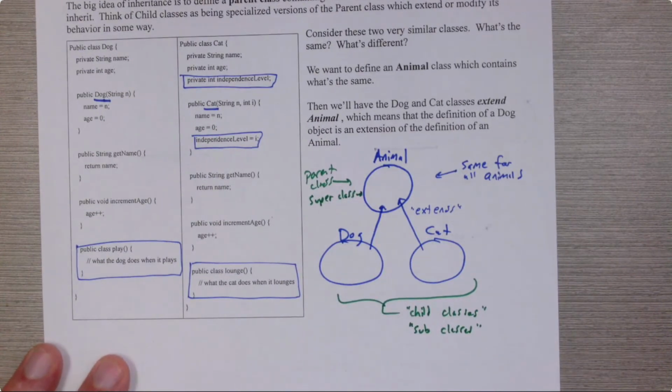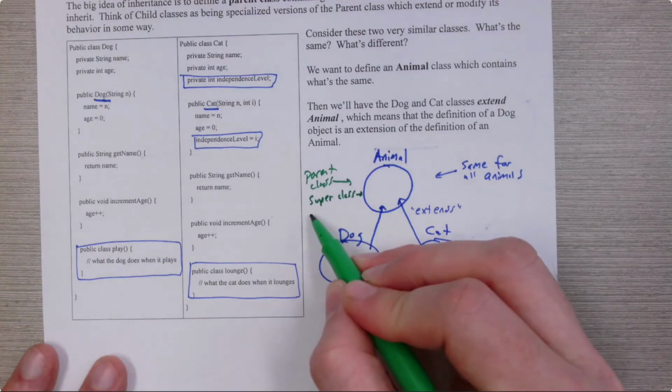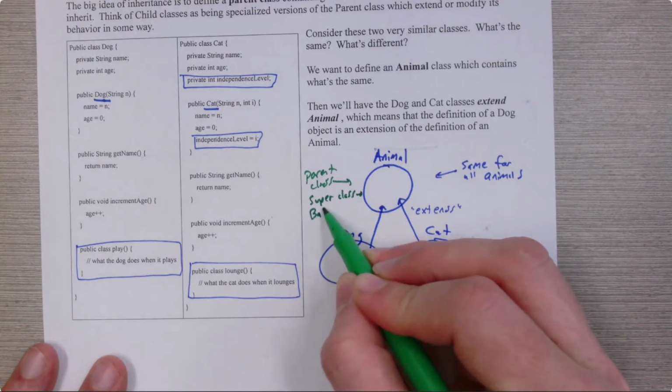One last set of vocab items. The parent class is sometimes called the base class.